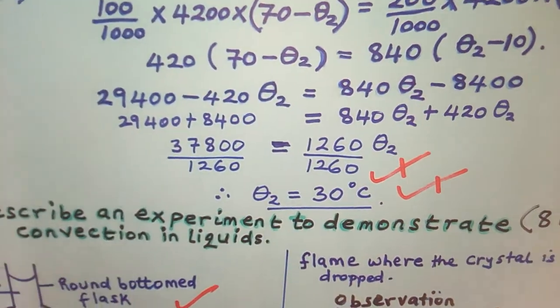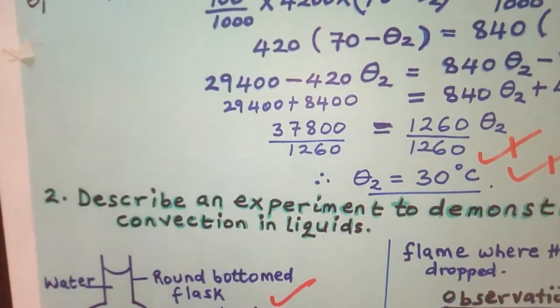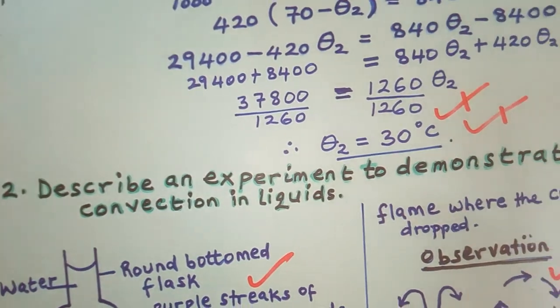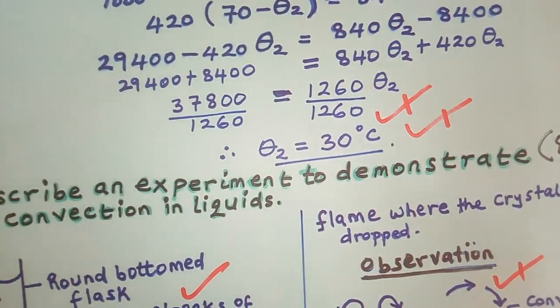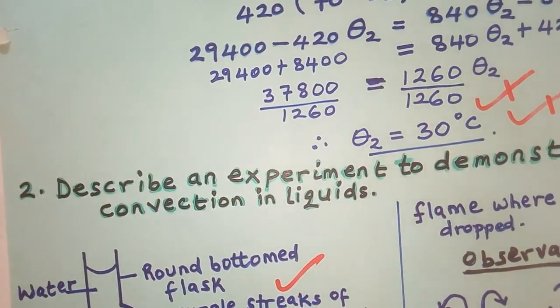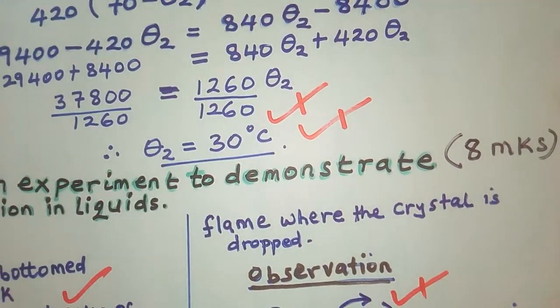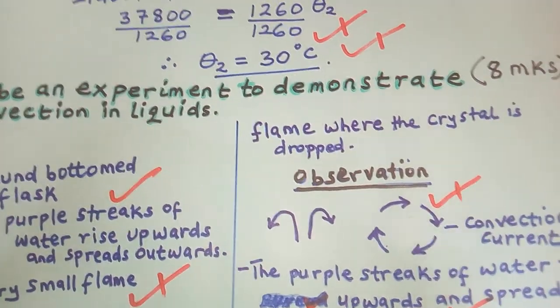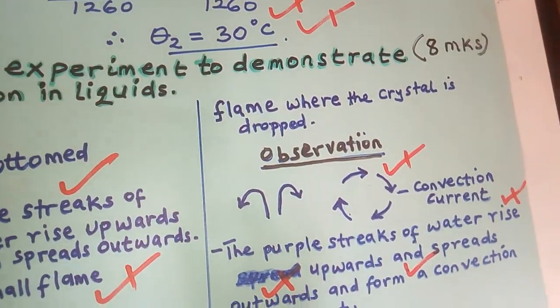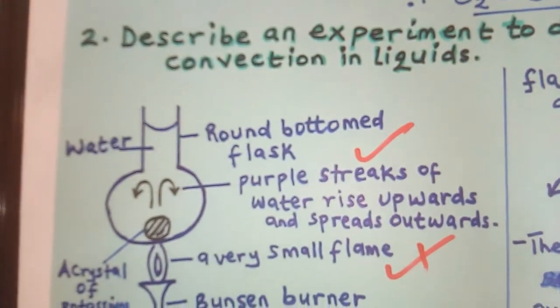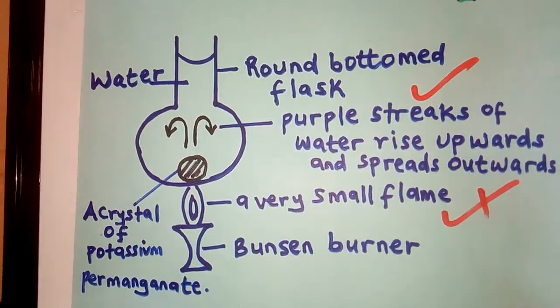Let's go to the next question, question 2, which says, describe an experiment to demonstrate convection in liquids. And I've given here 8 marks. You see, it is an experiment. It has very many marks, 8 marks. So we are supposed to get all these marks. So what do we do? We draw the diagram.